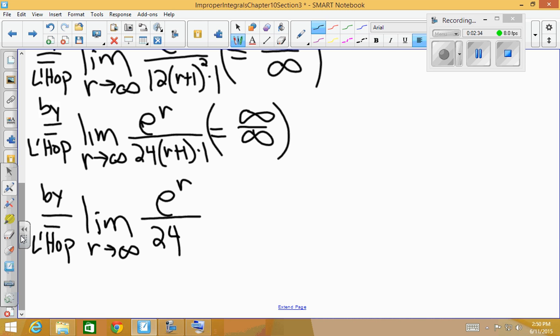Well, now, e to the r is going to go to infinity. And if you divide that by 24, you're still going to infinity. So this tells us that our limit does not exist, and it does not exist because as r gets larger, the value of the function gets larger as well, unbounded.